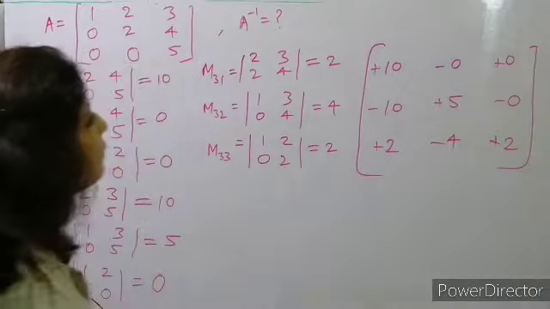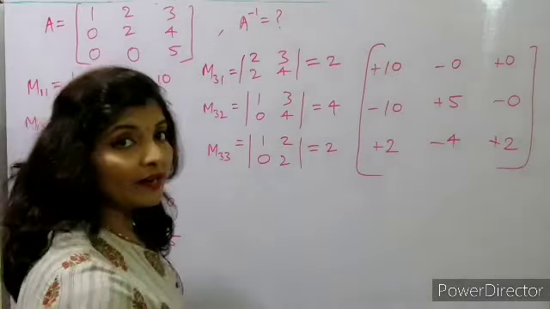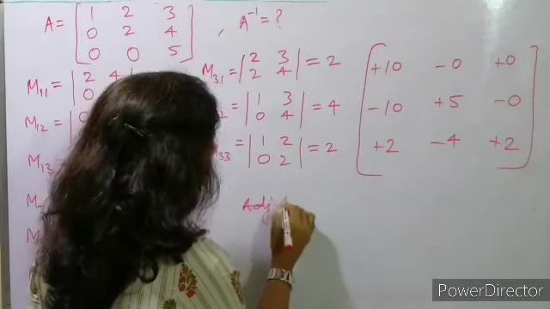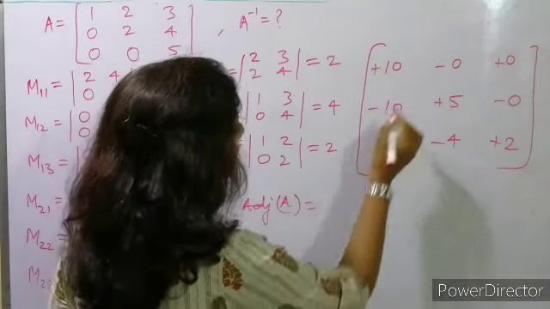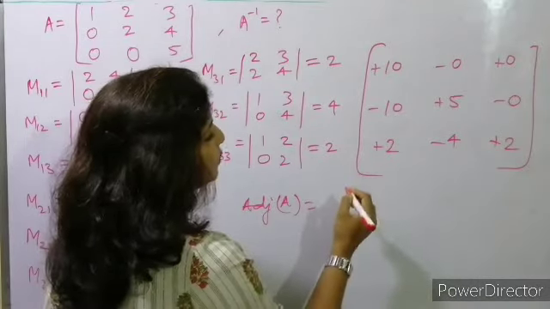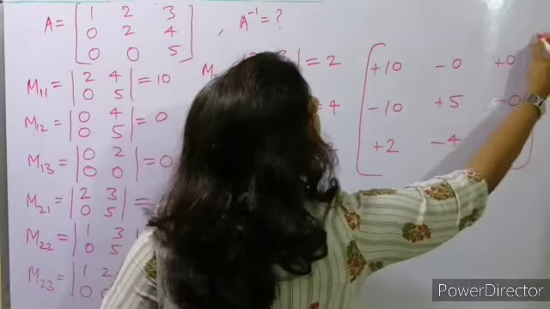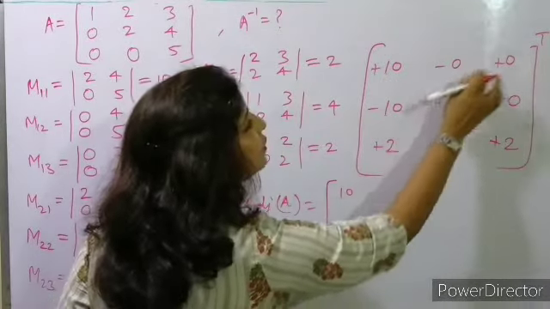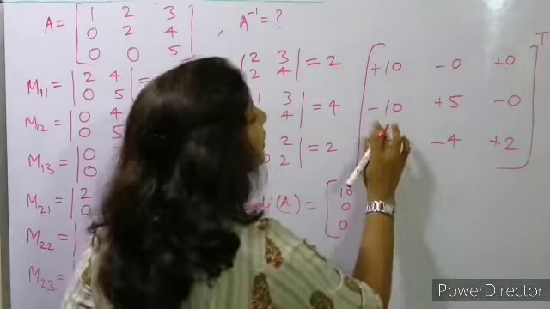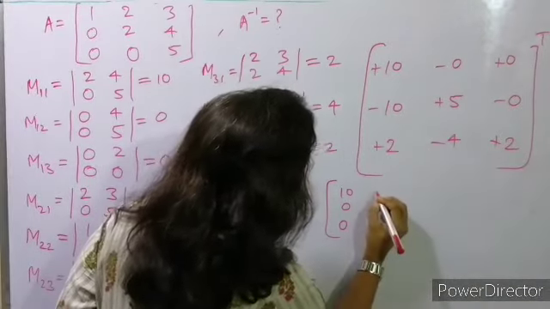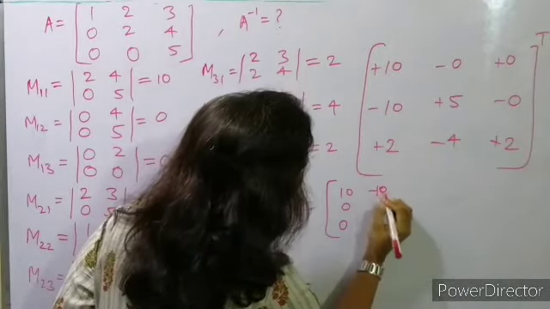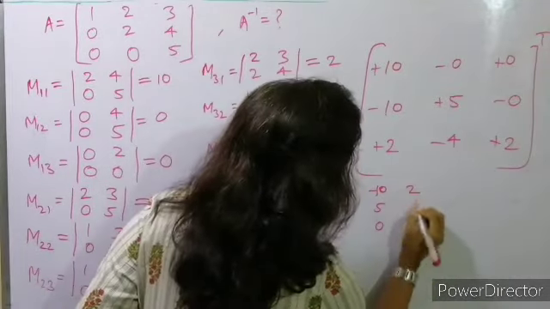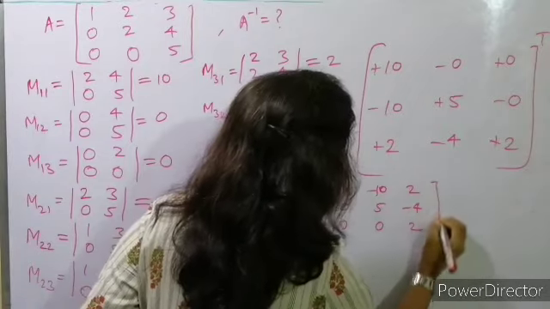Now we have to find the matrix of cofactors. And the adjoint of A will be equal to the transpose of this cofactor matrix: 10, 0, 0; minus 10, 5, 0; 2, minus 4, 2.